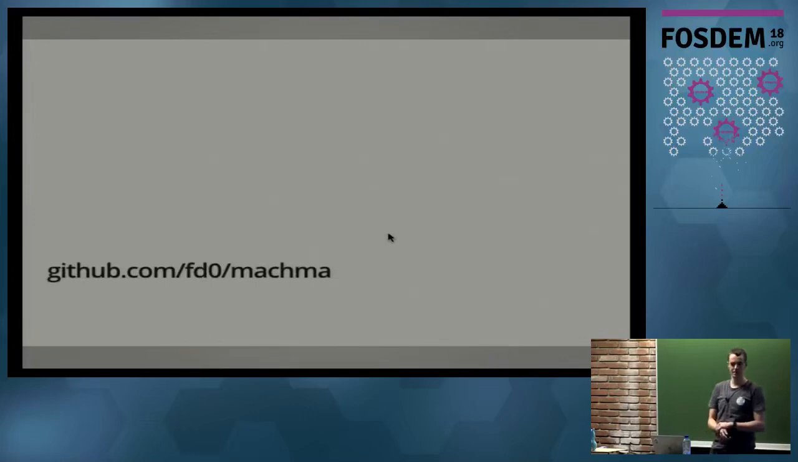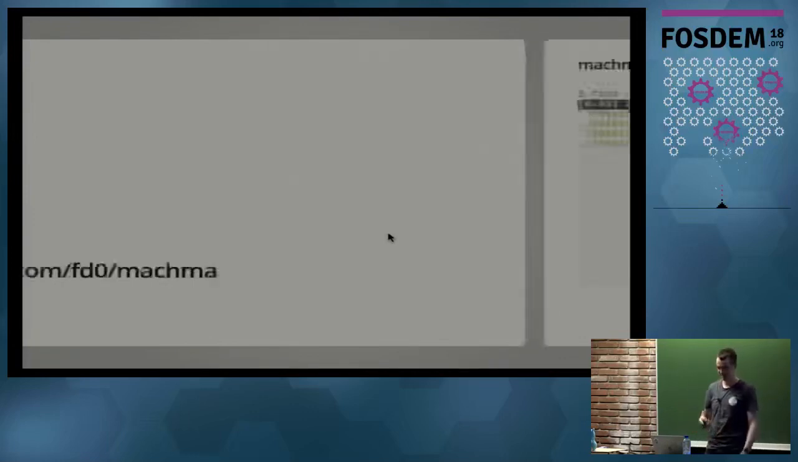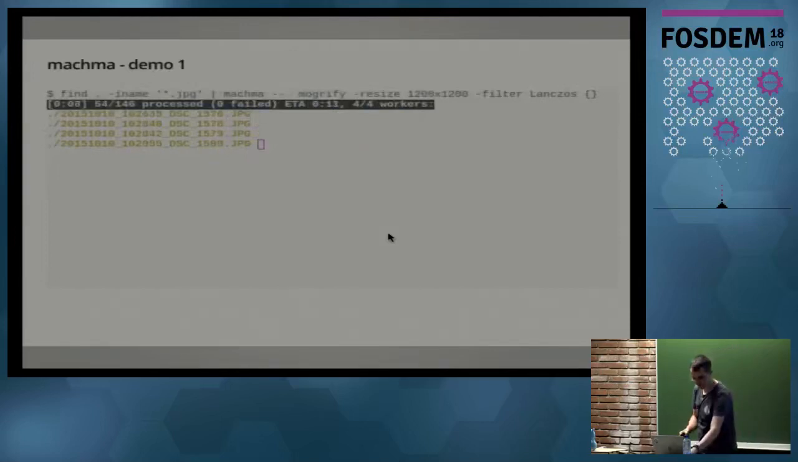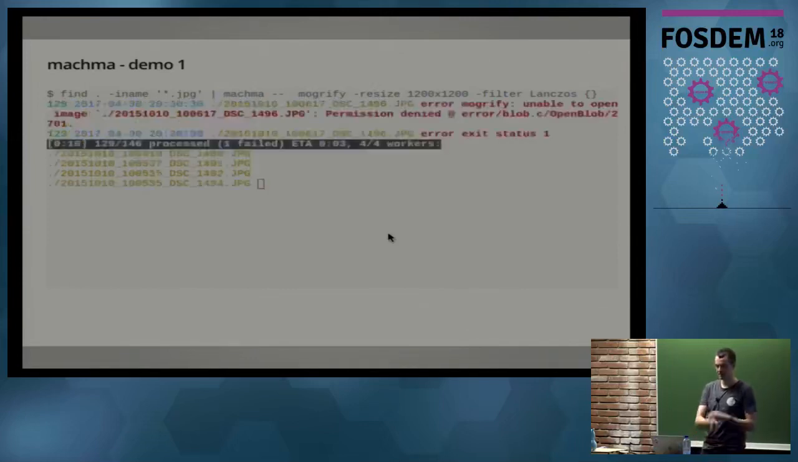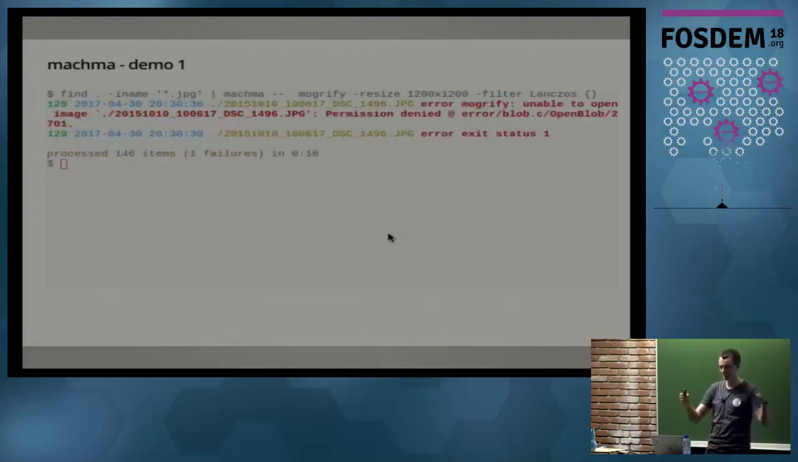Next tool is called Machma, which is a colloquial German term for just do it. Apparently I cannot reload the slide, sorry. What it does there is there's a find command which finds all the images in the current directory, pipes it to Machma, which runs the mogrify command, which is used to resize the images.